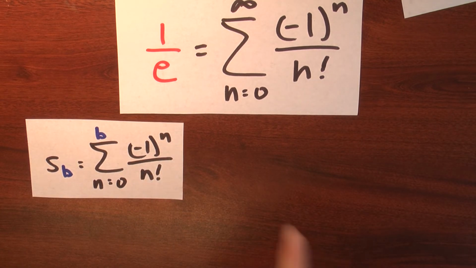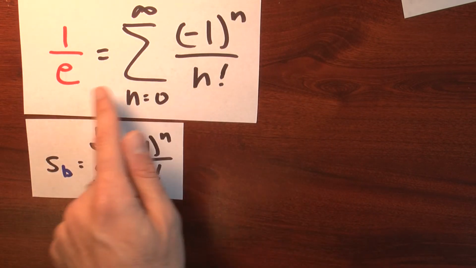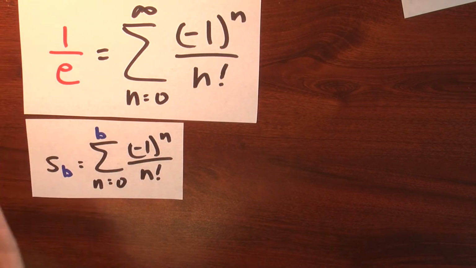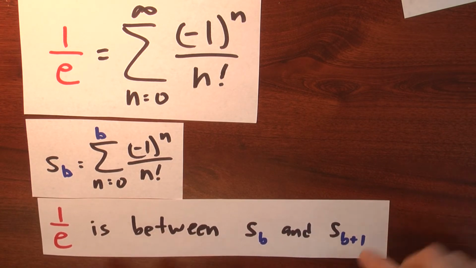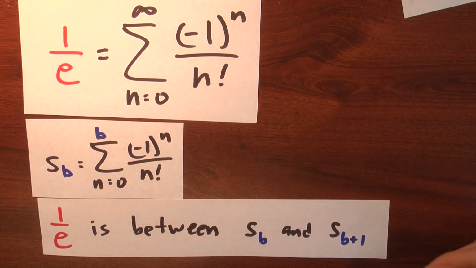Now the whole deal here is that I've got an alternating series. And what that means is that the true value of this alternating series, which is 1 over e, must be between the s sub b and s sub b plus 1 partial sums, right? That's the trick about the error bounds for an alternating series, that the true value of the alternating series is always between neighboring partial sums.